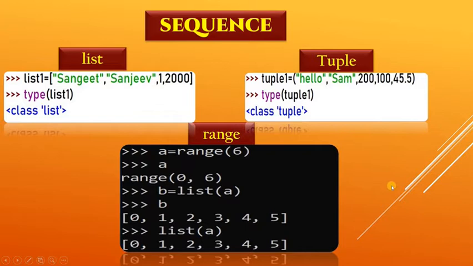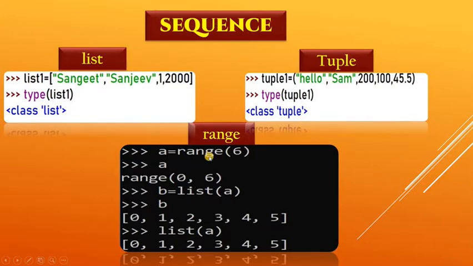Then if you compare with the previous programming languages, like arrays, you would have stored only homogeneous data elements. Here you can store heterogeneous data elements, meaning different types of elements.